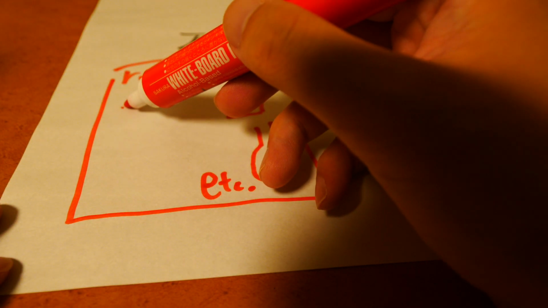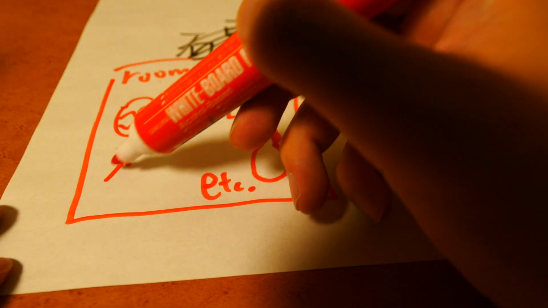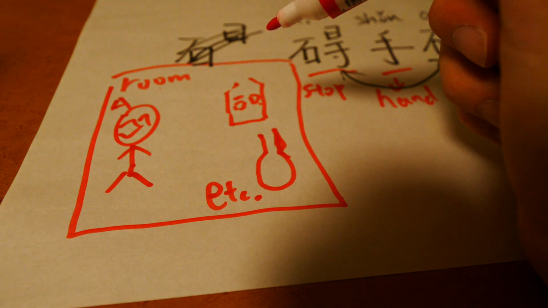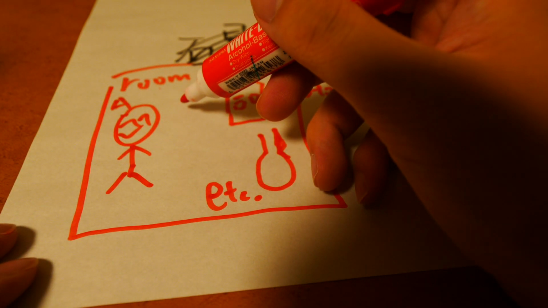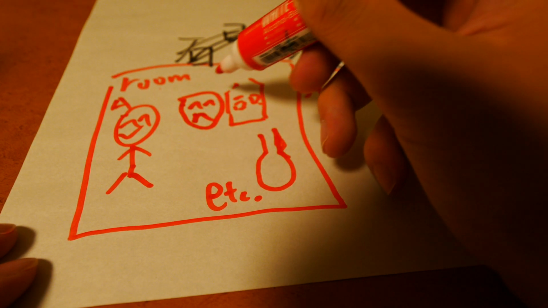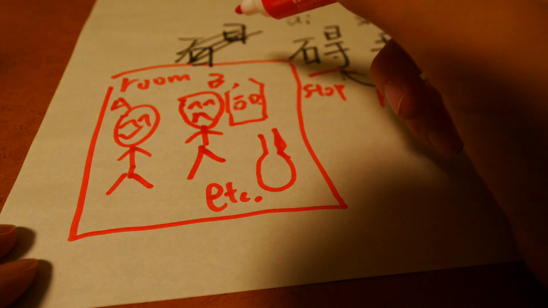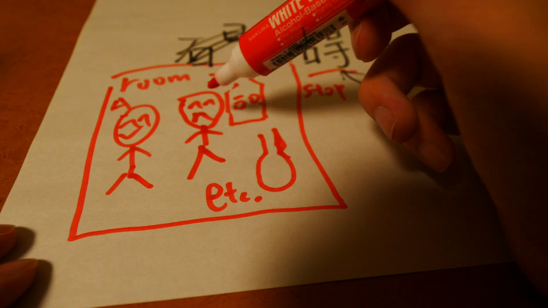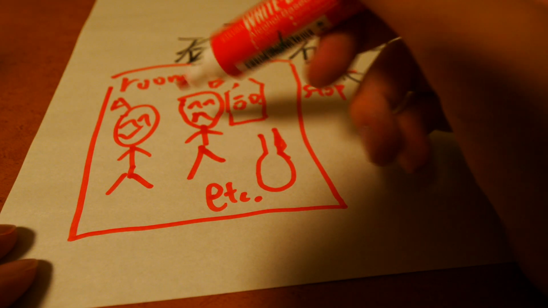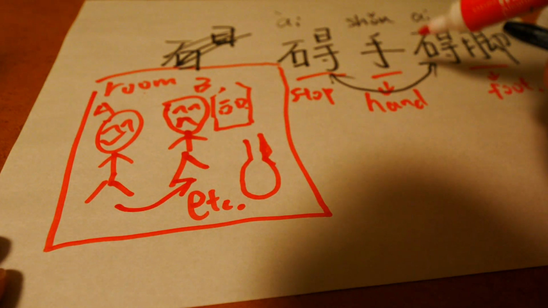So person A wants to clean the room, but at the same time, person B is also in the room. But person B does not want to do anything. He does not want to clean, but he is in the room. So for person A, person B may be 碍手碍脚.